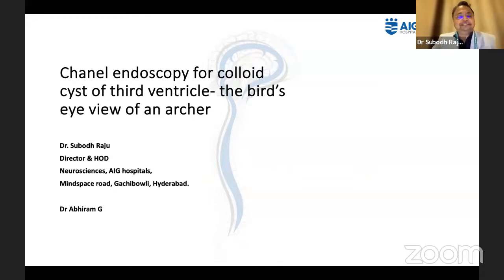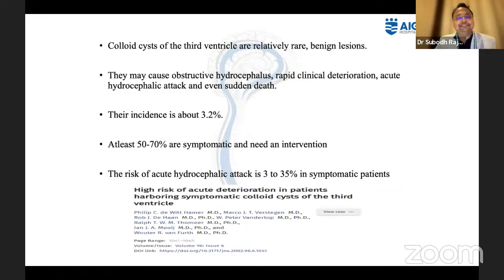Dr. Shiv Shankar did a lot of work on the transcortical approach. Basically, the endoscopic approach is also a transcortical approach only. And these colloid cysts, I've been doing endoscopically for the last 15 years actually. And my views are slightly radical or contrary to what conventional thought is. But let me quickly run through some of these.